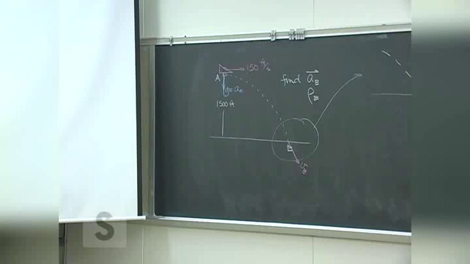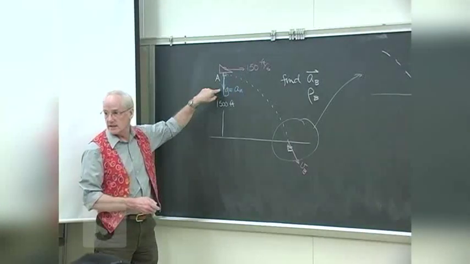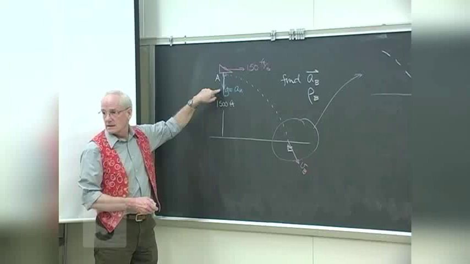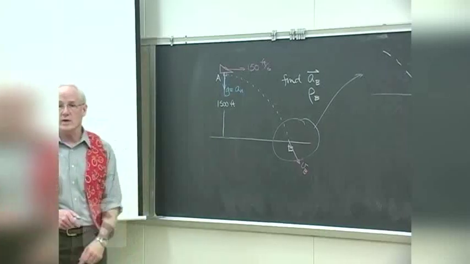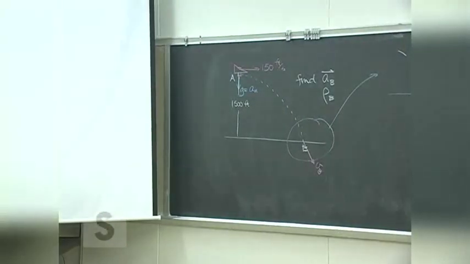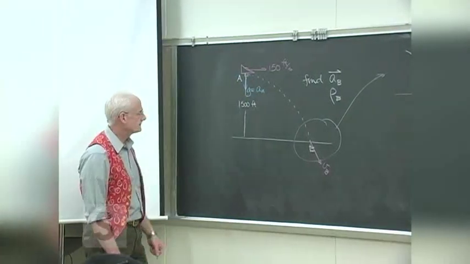Tangential component of the acceleration is zero. There's no reason for it to accelerate. We're neglecting air resistance. Remember, it's released from the plane. The plane was traveling at constant speed anyway.